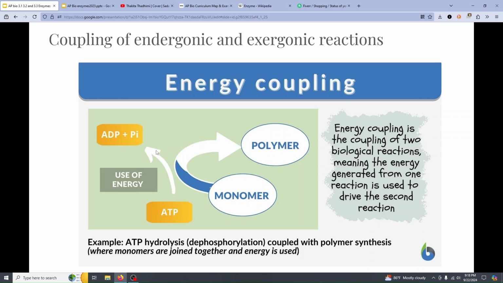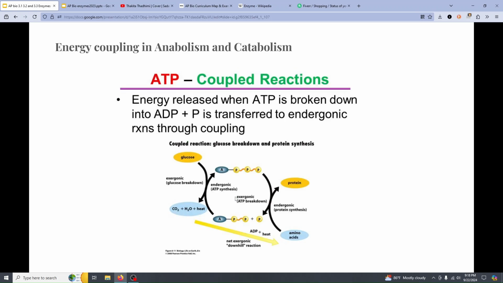So the breaking down to release energy is linked to building by using energy. This is called coupling of two biological reactions. Energy of one is used to create the second reaction. So here's an example of coupling.